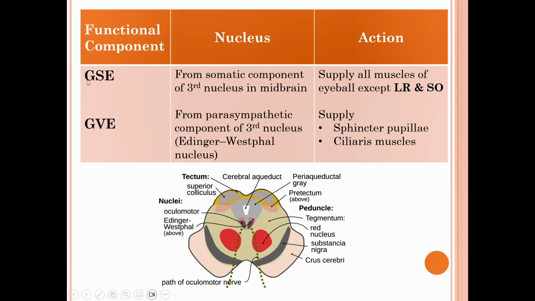So it has general somatic efferent, that means the muscle arising from the occipital somite. So they supply the muscles of the eyeball excluding lateral rectus and superior oblique, and the nucleus is present in the midbrain. And the general visceral efferent, which is the nucleus known as Edinger-Westphal nucleus, is forming the parasympathetic component of the third nerve nucleus, which supplies sphincter pupillae and ciliaris muscle.